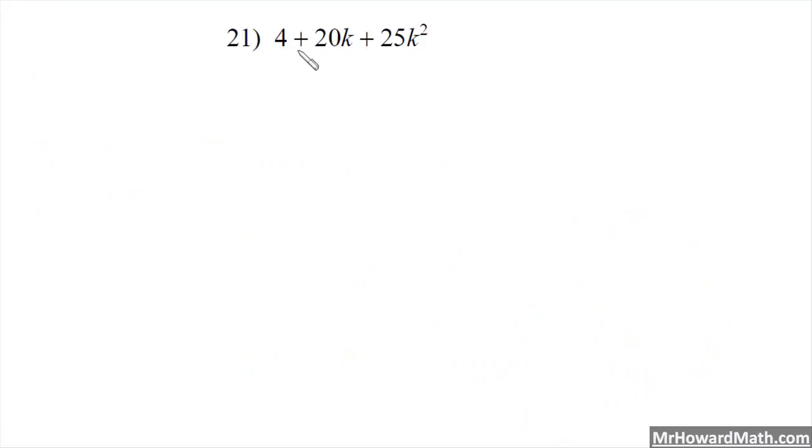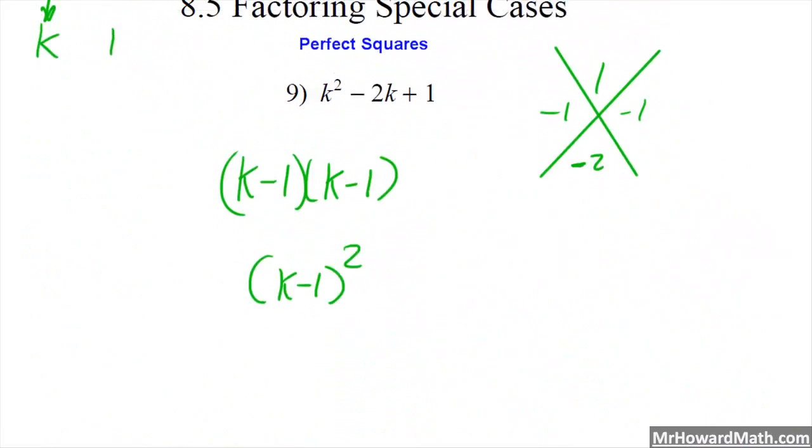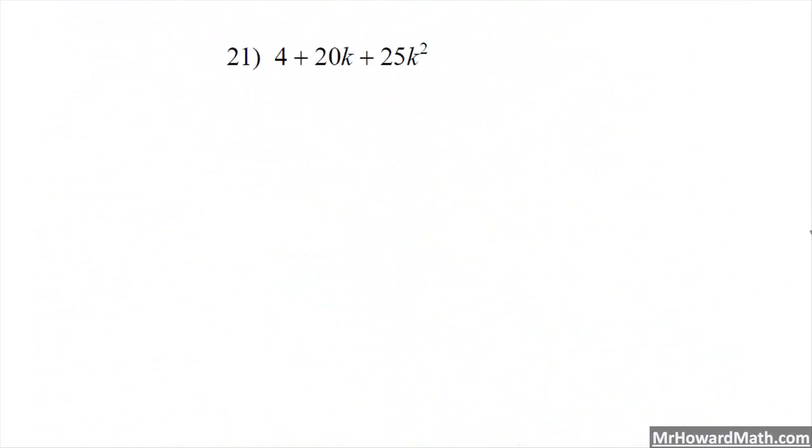Okay, 21's a little different. You notice that we have plus plus in the trinomial, and up here we had a minus plus and a minus plus. So this time we have a plus plus. So let's see how this is going to work out. Now you can factor it just like this. It's not going to matter. But we are going to go ahead and rearrange that. So we're going to write it as 25k squared plus 20k plus 4. That's always okay to do.